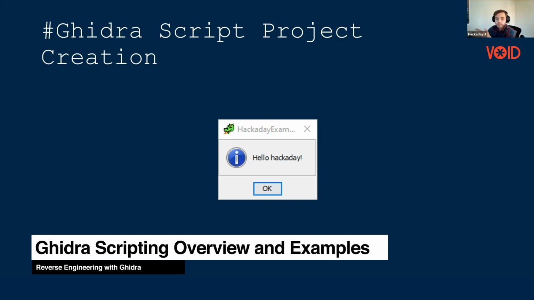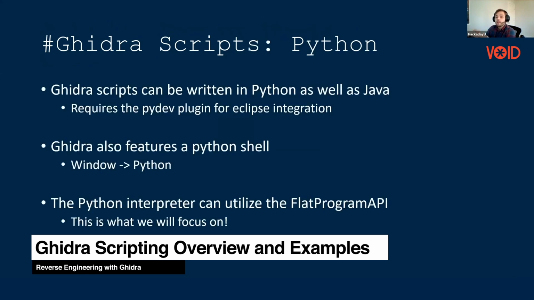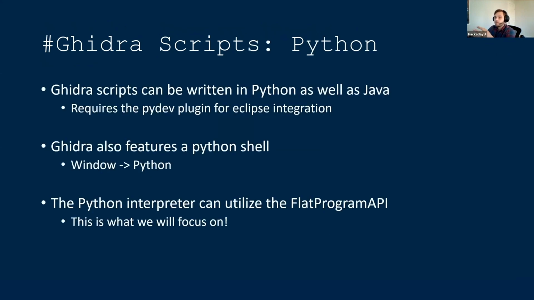The example that we looked at just a second ago was Java, rather, and you can also write this stuff in Python. And if you want, you can use the PyDev plugin for Eclipse integration. Another really interesting and useful feature is the Python shell that's already built into Ghidra, and some of you may have already seen this. We're asking, do you have to restart Ghidra when you change the script in Eclipse? No, you don't have to do that.